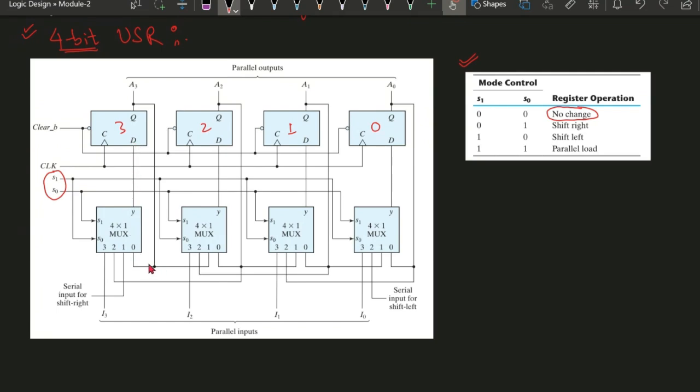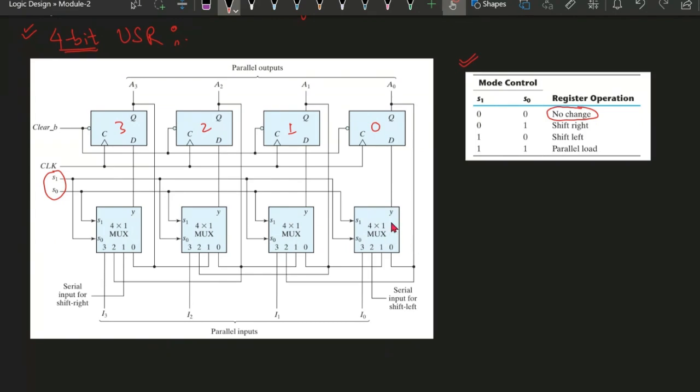Similarly, you can look at it here. What is this 0, and where is it coming from? It is coming from A3. A3 is connected with I0. These are I0, I1, I2, I3 of the mux. Similarly, A2 is connected with the I0 of the second mux, and A1 is connected with the I0 of the first mux. Likewise, the 0th mux.